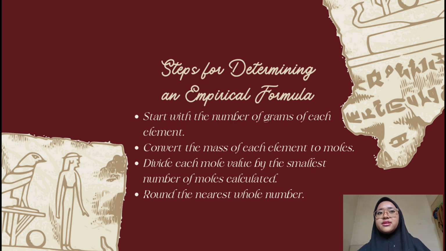First, start with the number of grams of each element. Second, convert the mass of each element to moles. Third, divide each mole ratio by the smallest number of moles calculated. And the last one is to round to the nearest whole number.